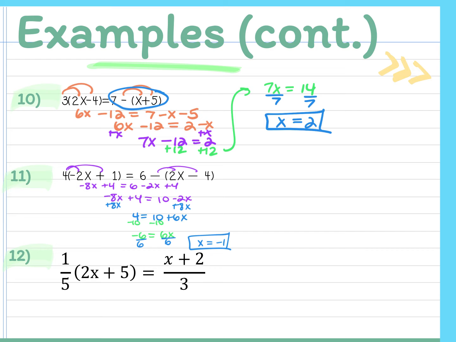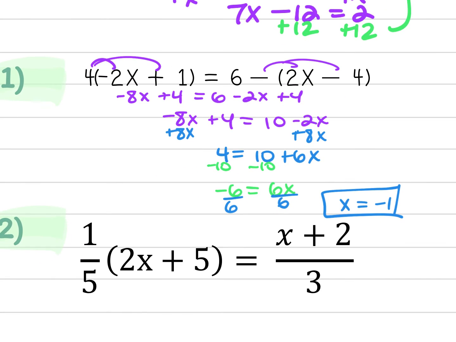11. We're going to distribute the 4. So I get 4 times negative 2, negative 8. 4 times 1, which is 4, equals 6. Distribute the negative again to both. Negative 2. Positive 4. Combine your like terms on the right. Negative 8x plus 4 equals 10 minus 2x.